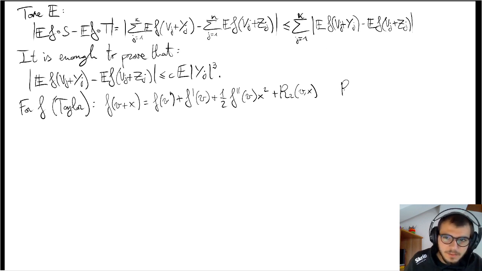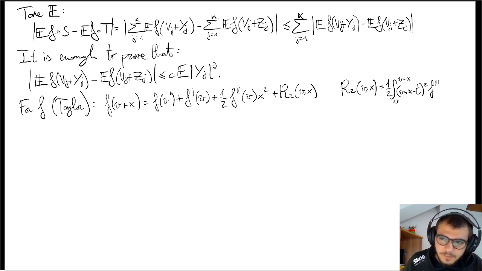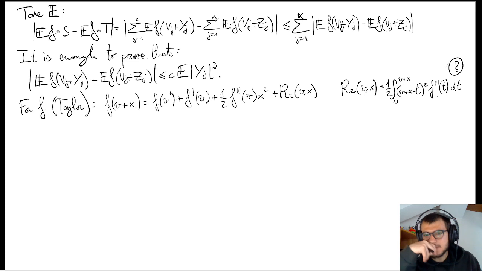where the remainder is of this form, even if I don't know why: 1/2 the integral from v to v plus x of (v plus x minus t) squared times the third derivative of f of t dt. Why? Don't ask me why, because I don't know it.